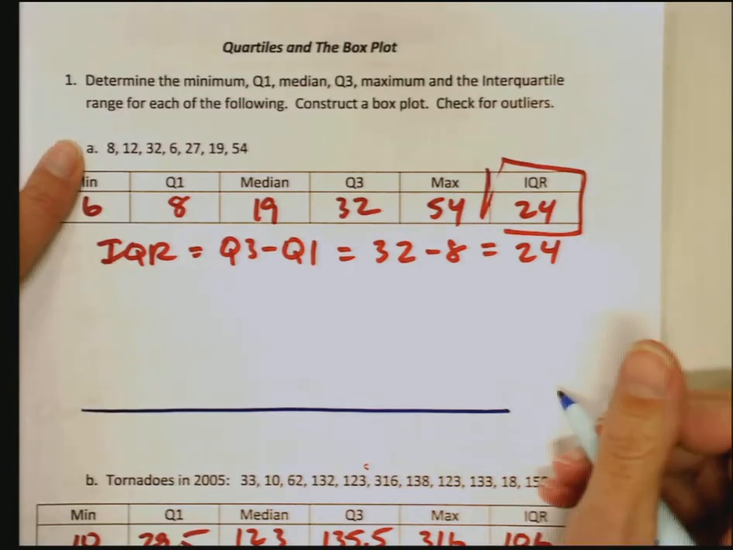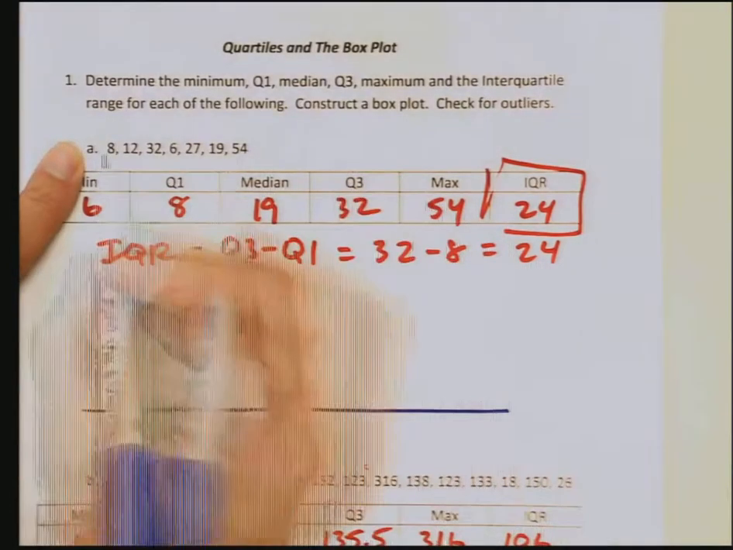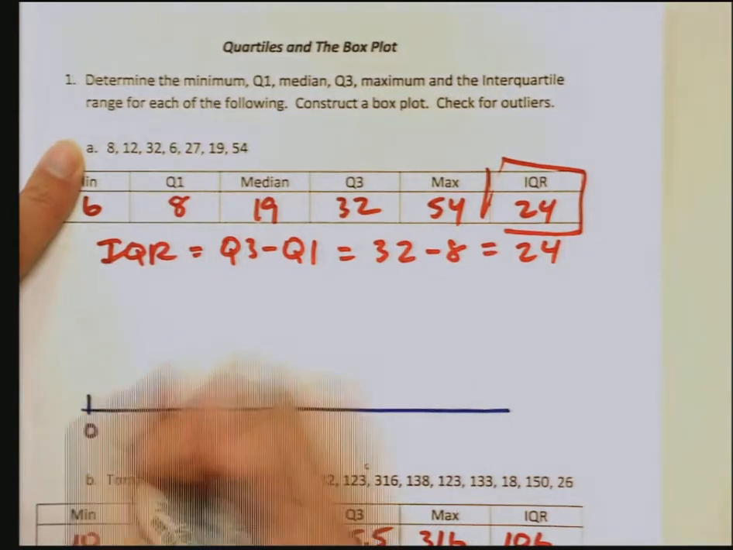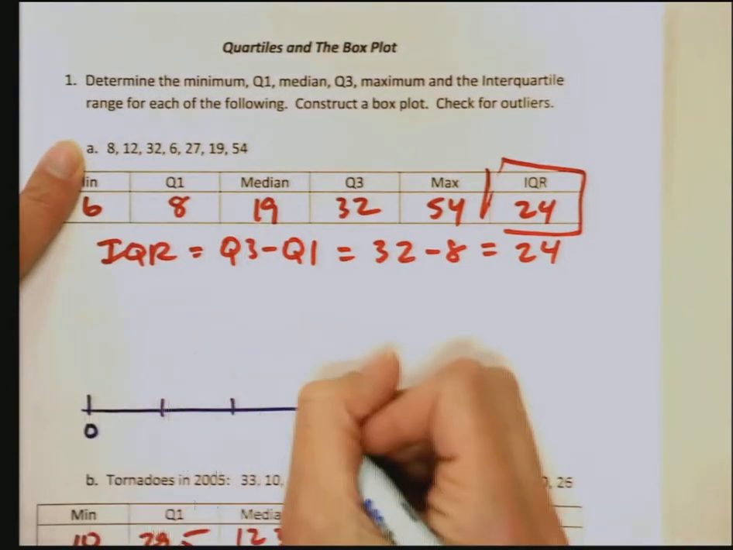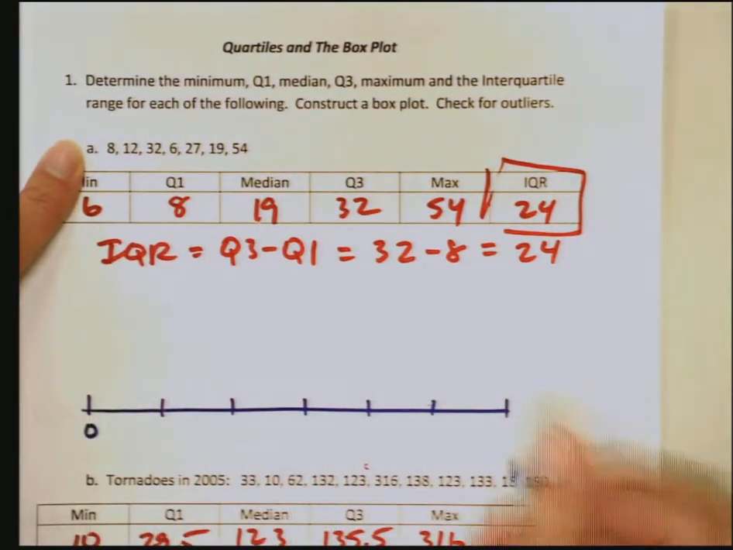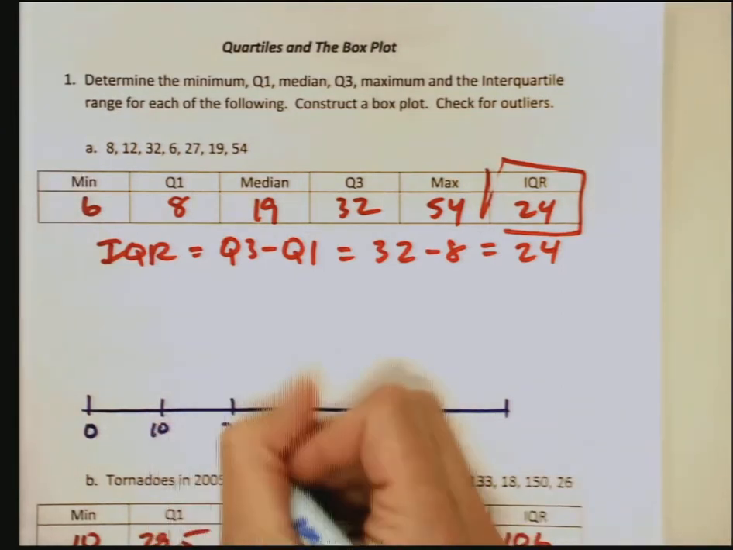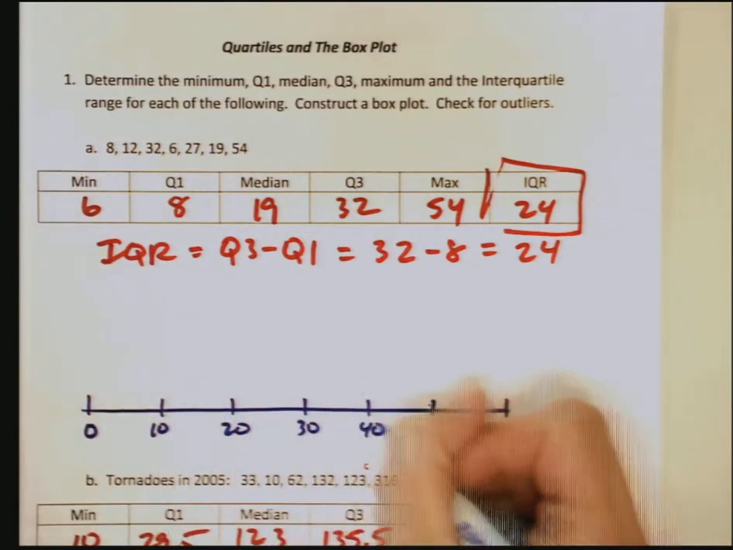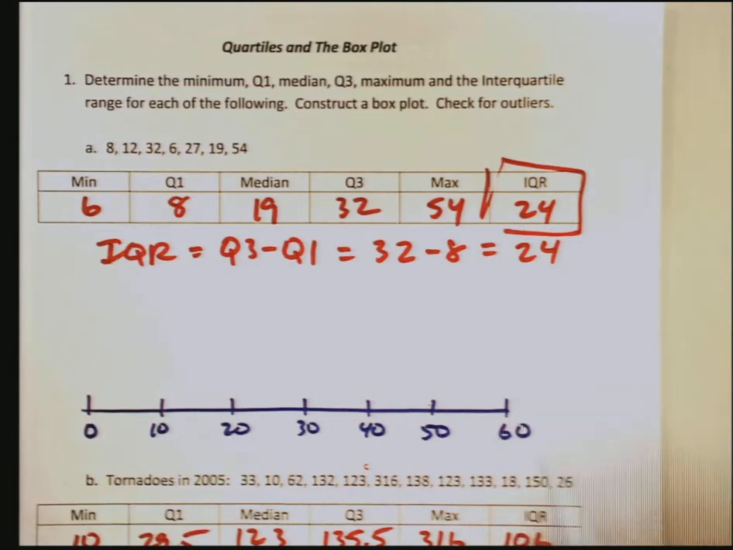So I need spaces for 8 through 54. So if we call this 0, I'm just going to go 10, 20, 30, 40, 50, 60. Okay, so 10, 20, 30, 40, 50, 60.